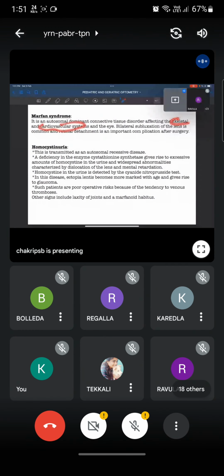So this is Marfan syndrome. What is Marfan syndrome? It is autosomal dominant. So here what will happen? The cardiovascular and skeletal systems will be affected in this Marfan syndrome. Okay, and due to that, the retina and lens are damaged. So all these changes happen in Marfan syndrome.